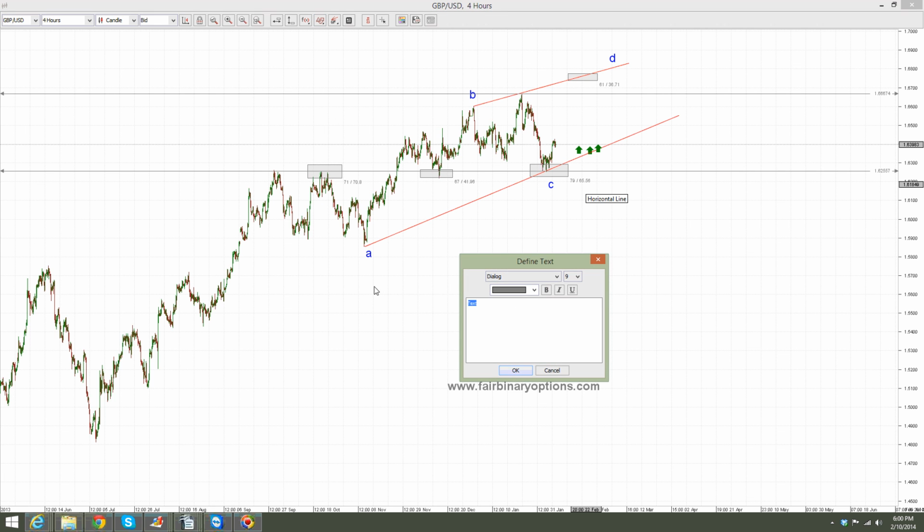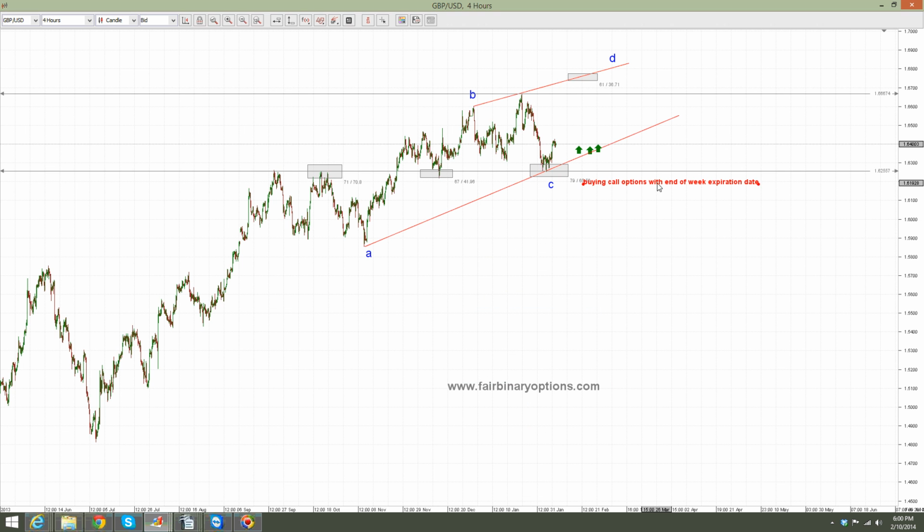Running variation of a contracting triangle, gunning for the D wave with a corrective wave as well. So buying call options with end of week expiration date is the thing that we are, let's say, looking for here on the Great Britain pound US dollar. Let's see what the markets will look like.